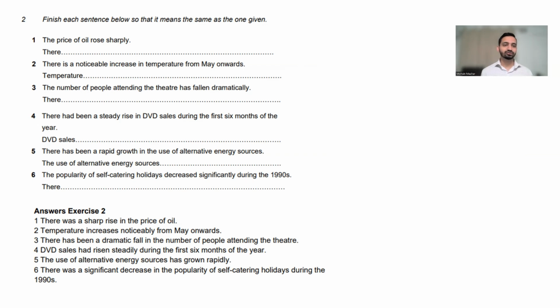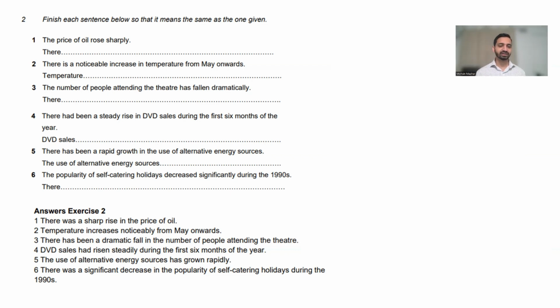Now let's talk about the second one. There is a noticeable increase in temperature from May onwards. Temperature increases noticeably from May onwards. Number three, the number of people attending the theater has fallen dramatically. There has been a dramatic fall in the number of people attending the theater. Number four, there has been, or had been, it's in the past, had been a steady rise in DVD sales during the first 6 months of the year.